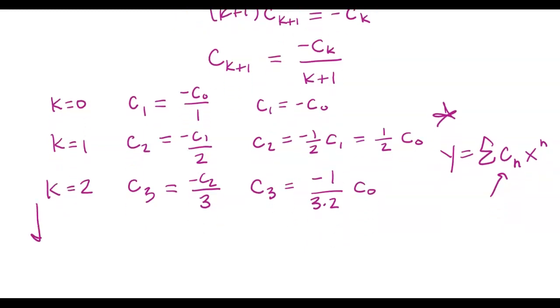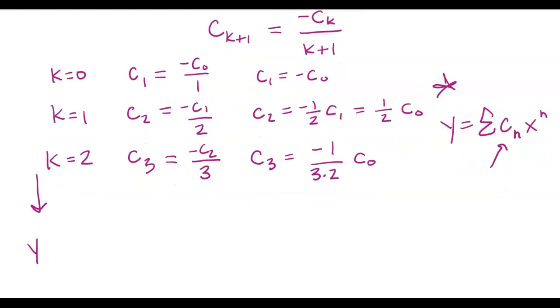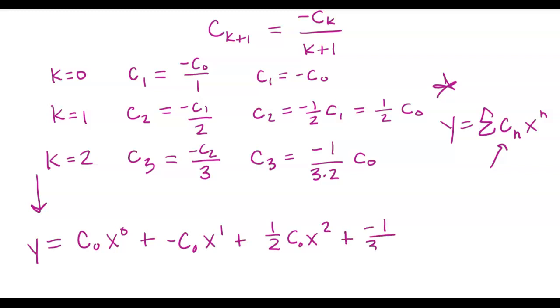And so if I were to keep going with this, my y, my solution curve, must be C naught x to the naught plus negative C naught x to the 1 plus 1/2 C naught x squared plus negative 1 over 3 factorial C naught x cubed. And I'm going to keep going on and on.